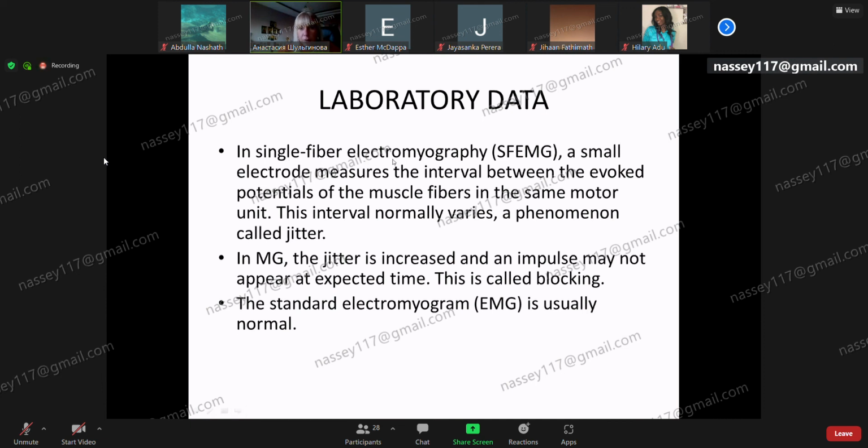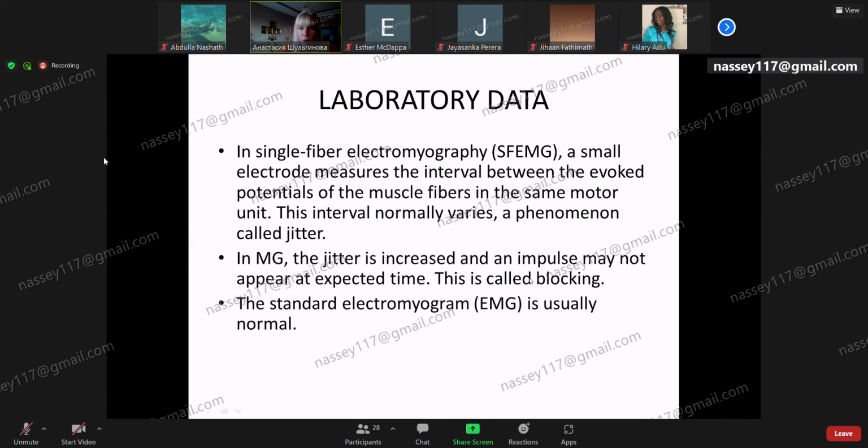Single fiber electromyography. A small electrode measures the interval between the potentials of muscle fibers in the same motor unit. In this interval, normal variation is called the phenomenon of jitter. This is the same as the electrical periodical stimulation that we discussed before. The jitter is increased and impulses may not appear at the expected time.